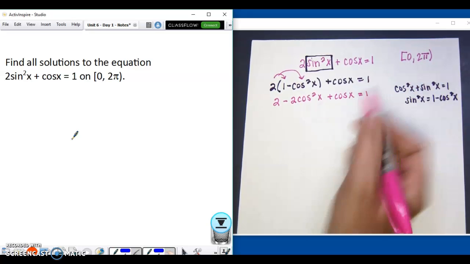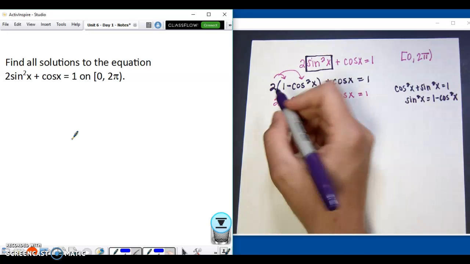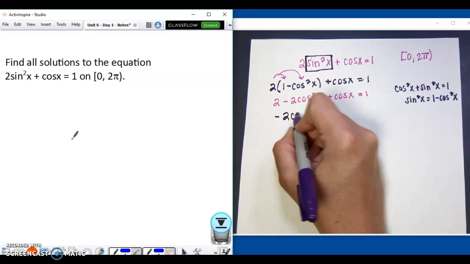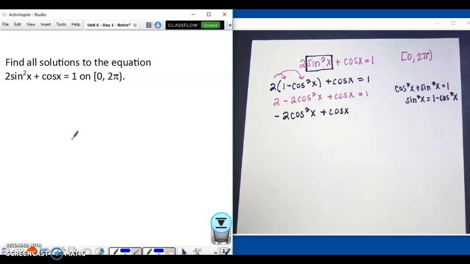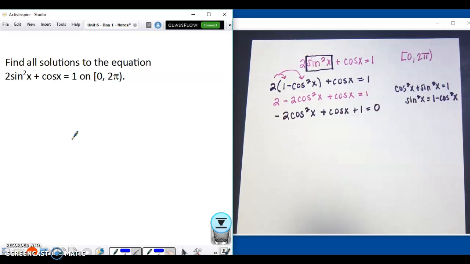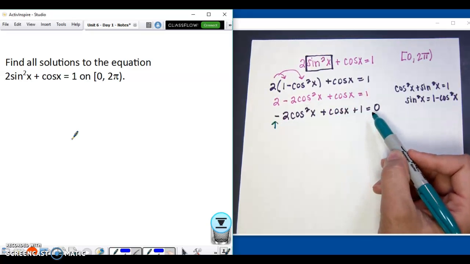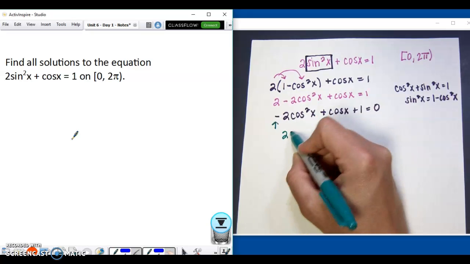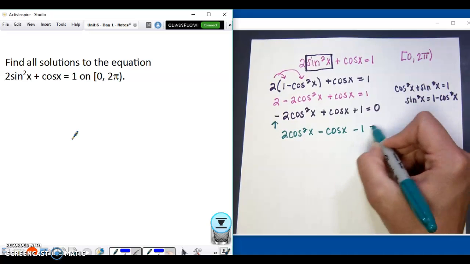And if you notice, we're going to have a quadratic here because we have one that's squared and one that's not. So we need everything on the same side and we need everything in the correct order. So this will be negative 2 cosine squared x plus cosine x. And I need to subtract my 1 over here from this 2, so I'll have a plus 1. Okay, before I factor, you do not want to have a negative here. So because it's equal to 0, I can just divide every term by negative. So it'll make it positive 2 cosine squared x minus cosine x minus 1 equals 0.